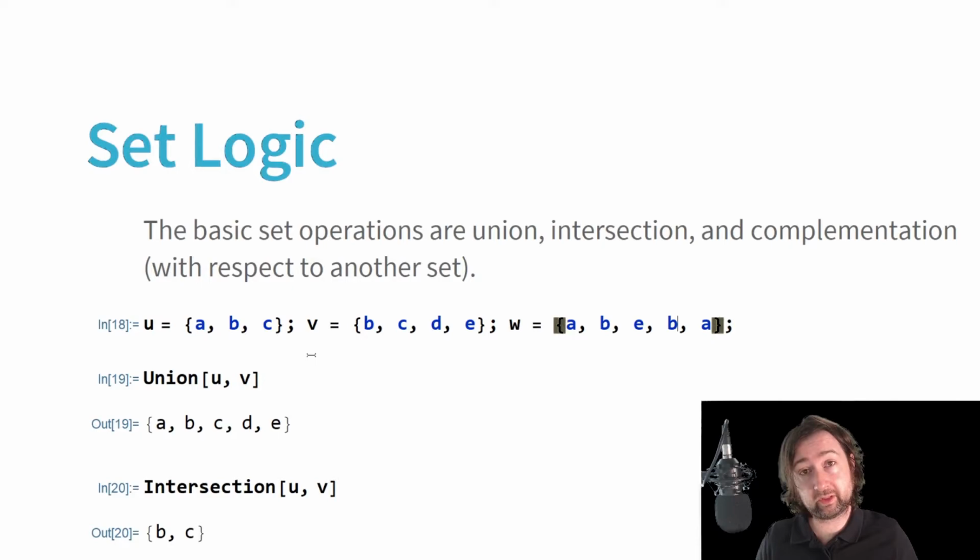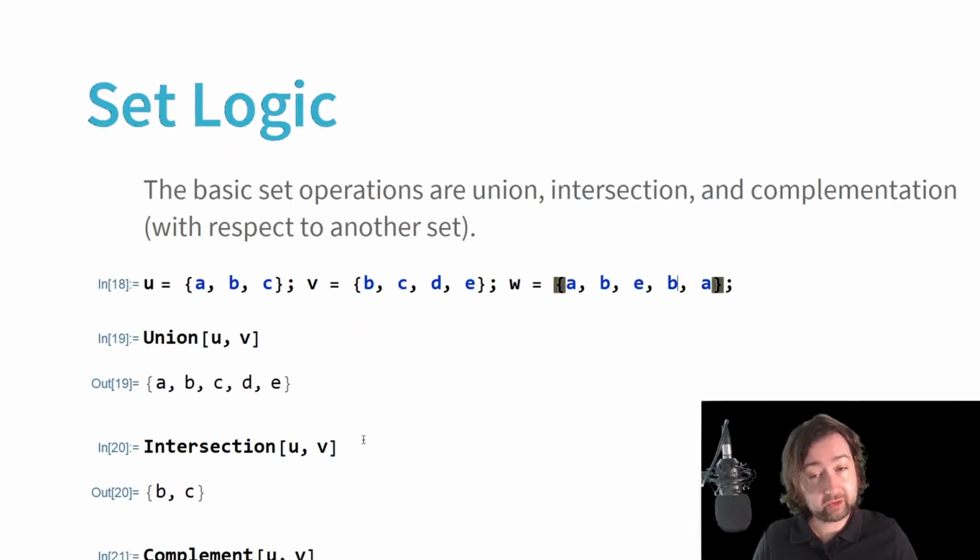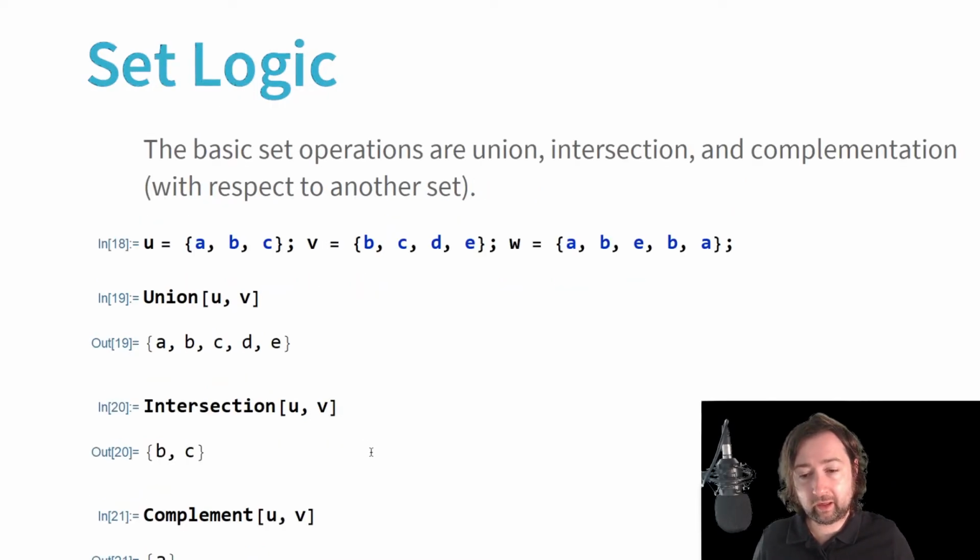So the union of two sets is the set of elements that are in A or B, or in this case, U or V. The intersection of two sets is a set of elements that are in the first set and the second set. And then the complement is kind of like the not operator. The complement is a little bit trickier to understand because you're sort of reversing a set.